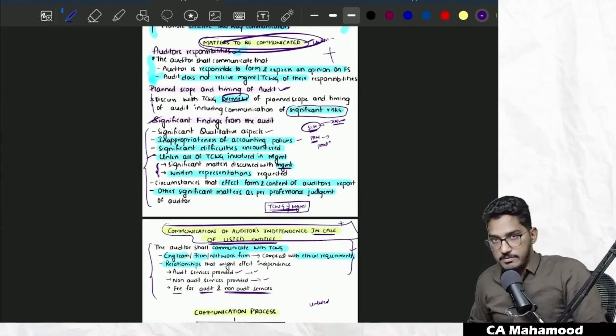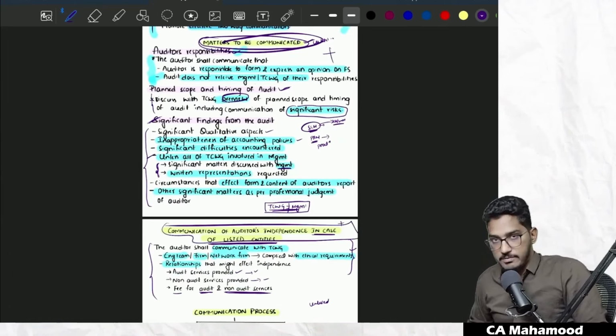In case you are conducting an audit of an unlisted entity, you will be given an option to even communicate orally. In case you feel oral communication is inadequate, then you have to give the communication in writing, which indirectly means that in case of a listed entity, you have to compulsorily do it in writing, no option. But in case of an unlisted entity, if you want, you can do it the oral way also. But in case you feel oral communication will be inadequate, which it will always be, we have to do it in writing.